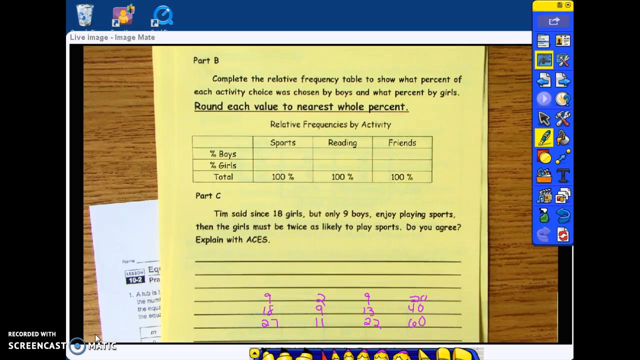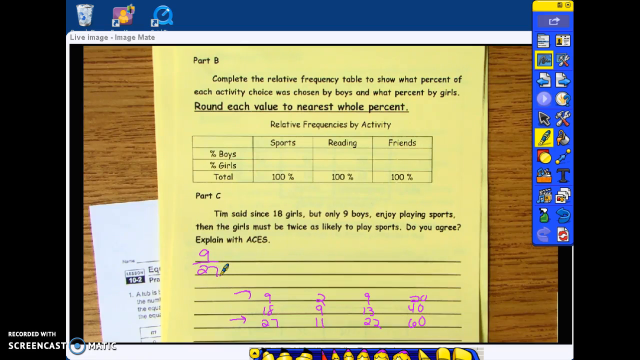Alright, so on page 78 we have part B: complete the relative frequency table to show what percent of each activity choice was chosen by boys and what percent by girls. Round each value to the nearest whole percent. So for boys, we have 9 out of 27.